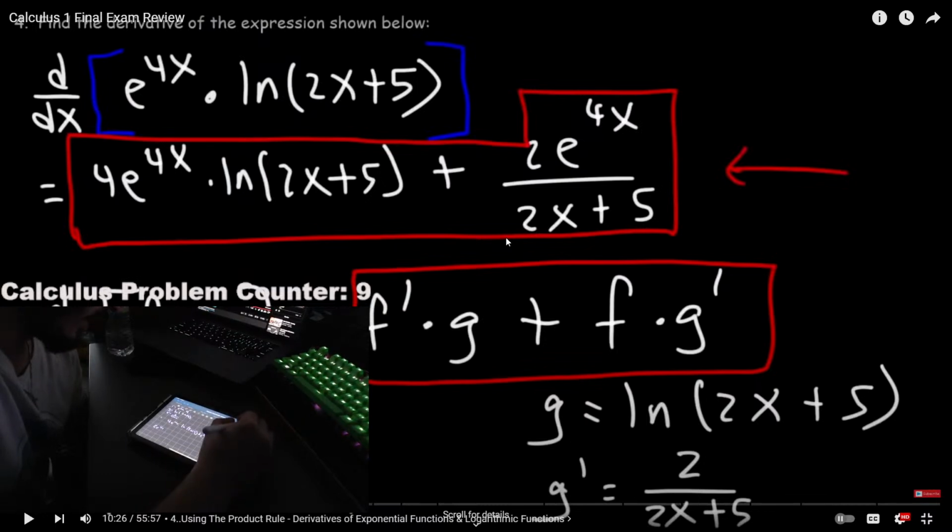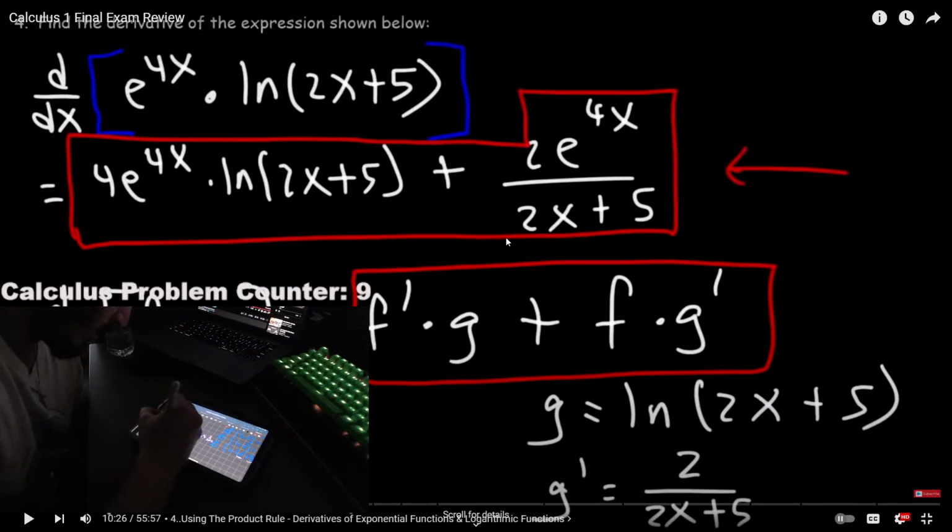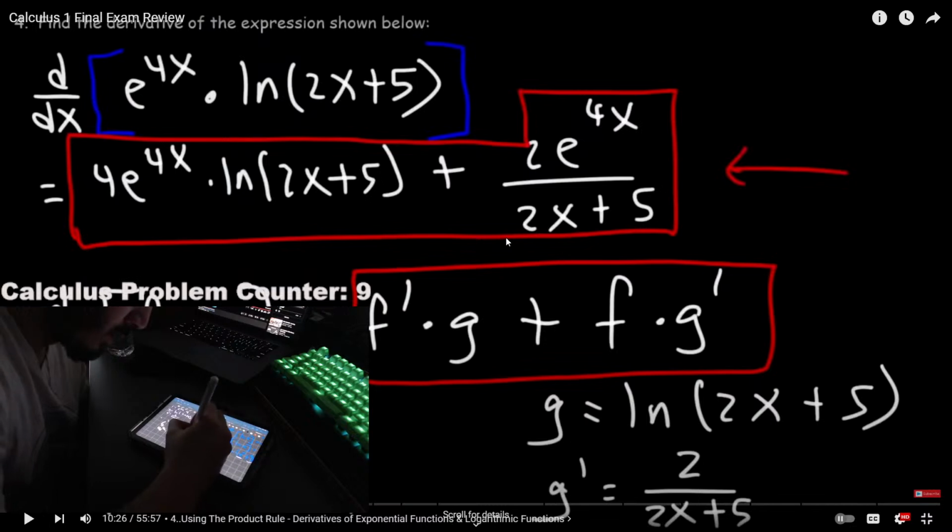So then you rewrite it as 4e to the 4x times ln of 2x plus 5, plus 2e to the 4x over 2x plus 5. That makes sense.